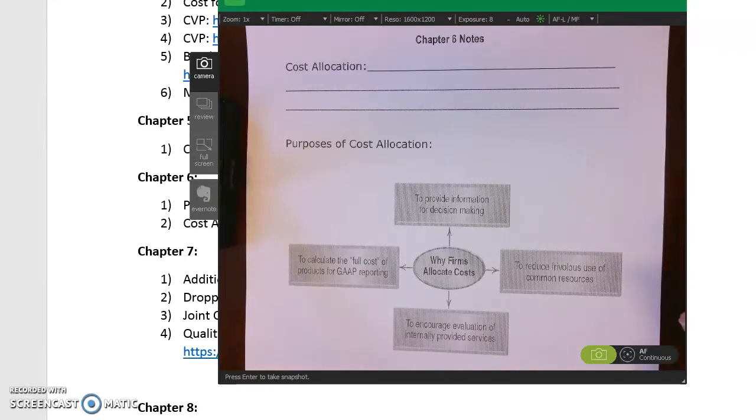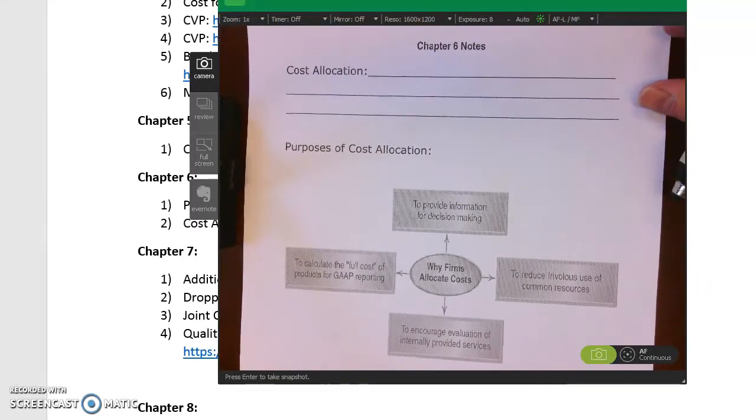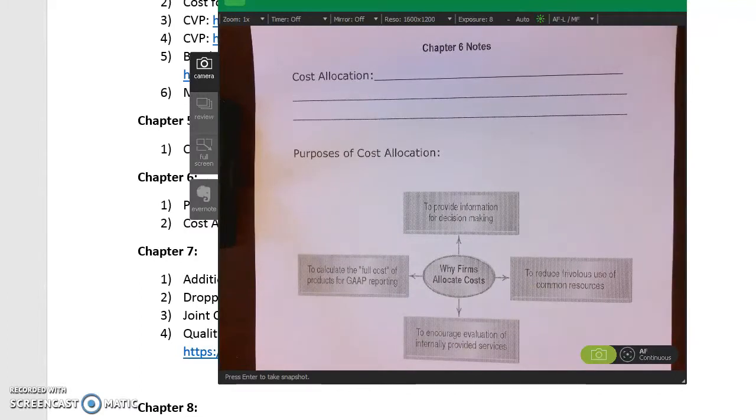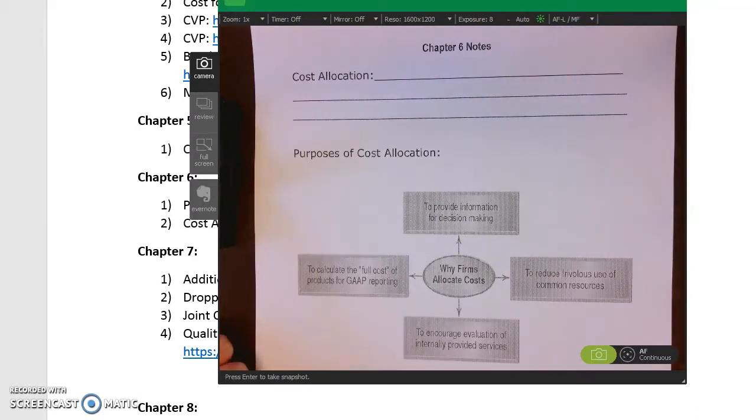Hello and welcome to Chapter 6 Notes. In this chapter we're going to talk about cost allocation for service departments. That'll be the first series of lecture videos, and then the second series of lecture videos will cover mainly activity-based costing. Okay? So let's talk about the idea of cost allocation for service departments.